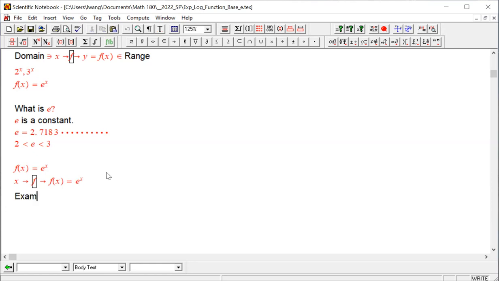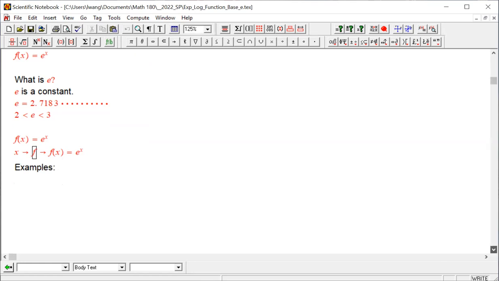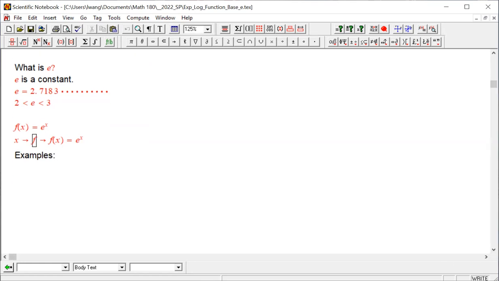Let's look at some examples. This function is so important, that's why we're going into details about it. This function is used in calculus classes a lot, and I mean a lot. Calculus 1, calculus 2, calculus 3, all the way to linear algebra and differential equations. That's how useful this function is. It shows up here and there in its various forms. So let's make sure we understand this e.